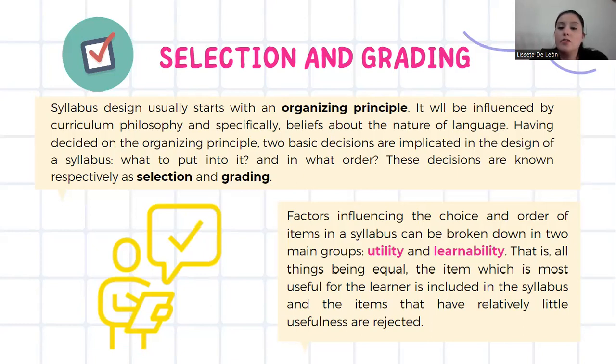Factors influencing the choice and order of items in a syllabus can be broken down into two main groups, utility and learnability. That is, all things being equal, the item which is most useful for the learner is included in the syllabus, and the items that have relatively little usefulness are rejected.